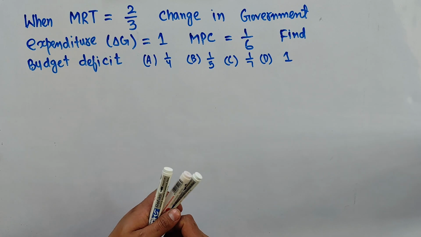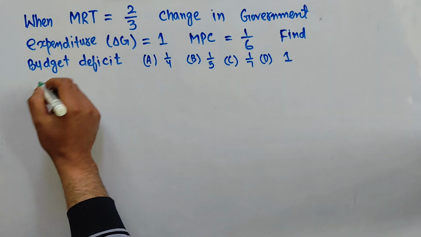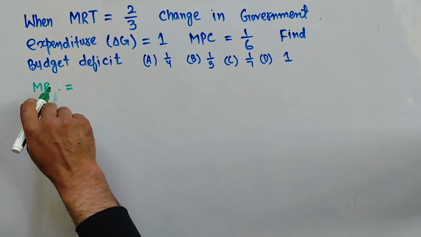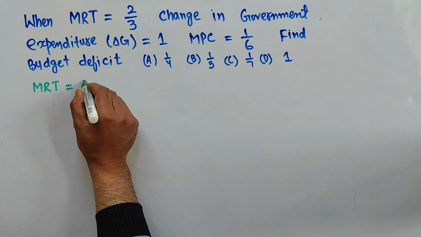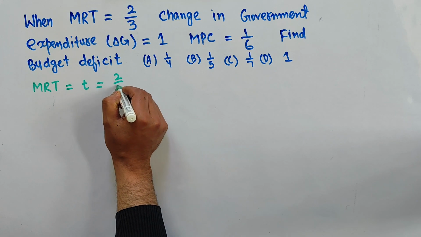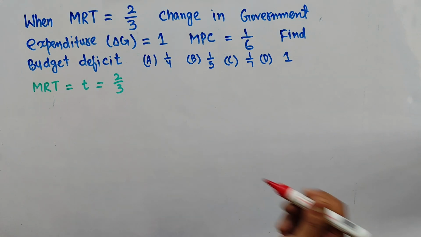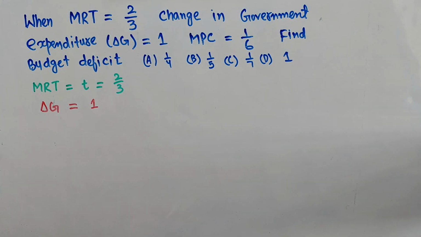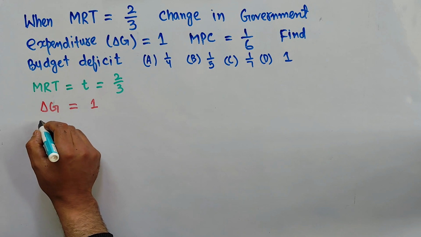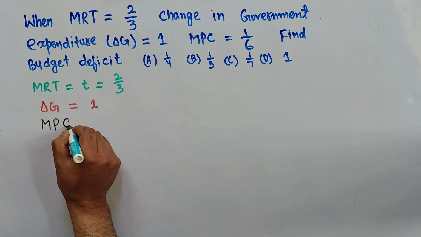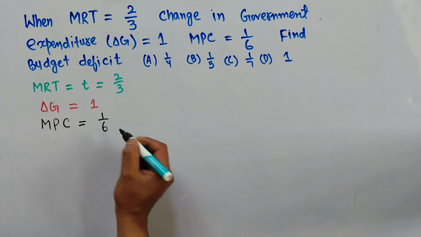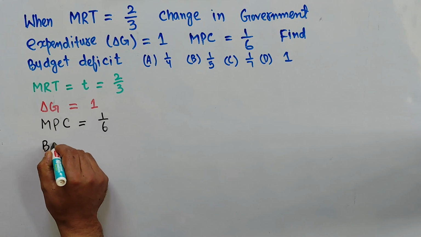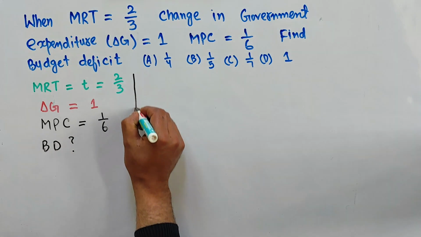Okay, so let us see what we are being given here. We are being given MRT, which is the marginal rate of tax, and let's denote it by small t, which is being given to us as 2 upon 3. Also we are being told that the government expenditure is equal to 1, and also MPC, marginal propensity to consume, is equal to 1 upon 6. We need to find out the budget deficit. Let us denote it by BD.